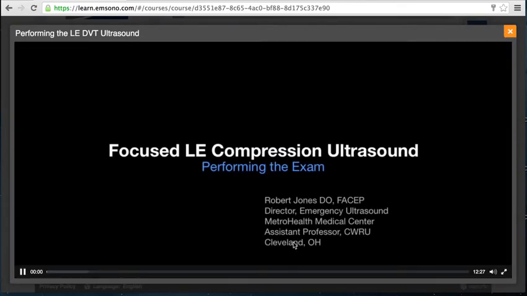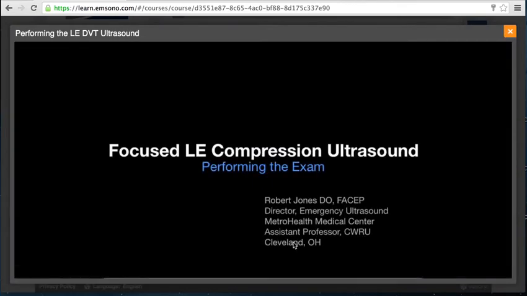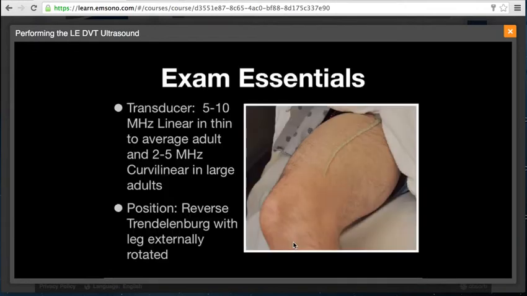I'm Dr. Robert Jones, and in this lecture we're going to go over how to perform the focused lower extremity compression ultrasound exam. Let's first look at some exam essentials. First, you're going to use a 5 to 10 megahertz linear transducer in the thin to average adult. However, in a larger adult, you may need to use a 2 to 5 megahertz curvilinear in order to get the penetration that you need.